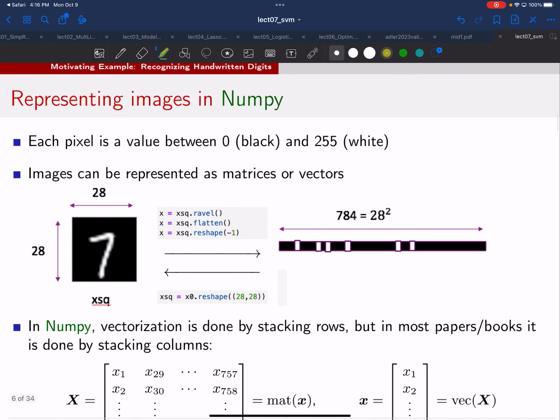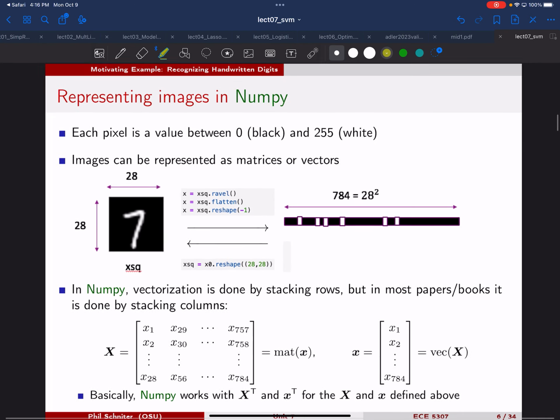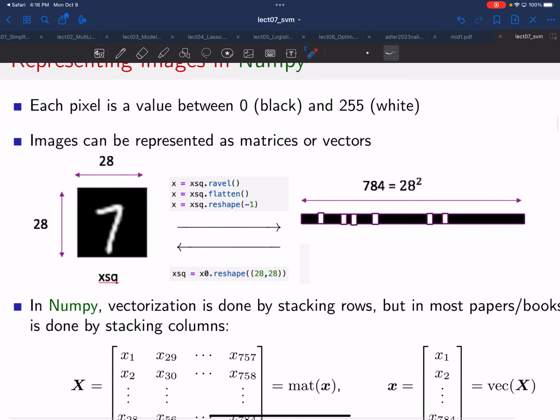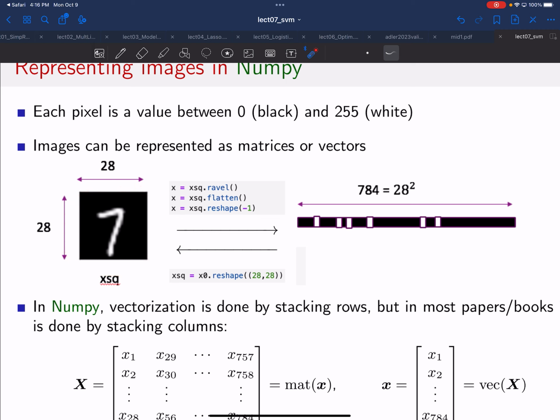So first, let's just talk about some of the basics. I mentioned that the data set comes with these 784 dimensional vectors, and you can go back and forth between these images and vectors very easily in NumPy. In NumPy, there are 3 different commands that can take you from something like this, which you can think of as a 2-dimensional array, to a 1-dimensional array. One of them is ravel, one is flatten, and one is reshape.